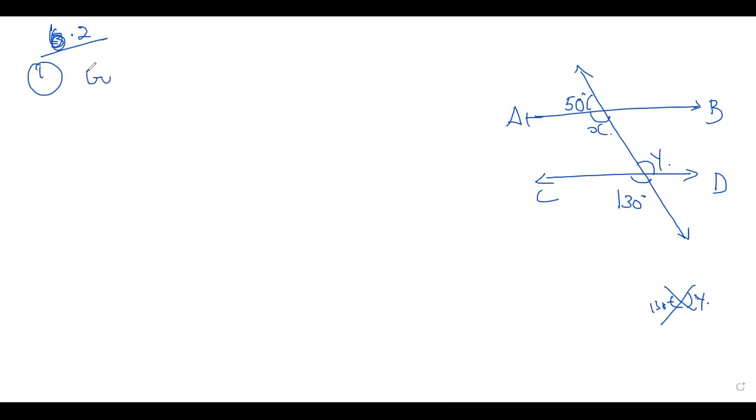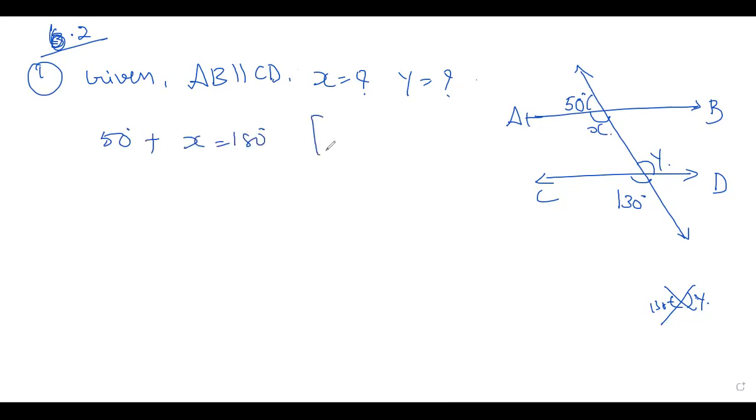So given, what is given in the figure? AB parallel to CD, and they have given one angle that is 50. You have to find out x is equal to question mark, y is equal to question mark. So I will write here 50 degree plus x is equal to 180 degree. That is what your linear pair of angles.